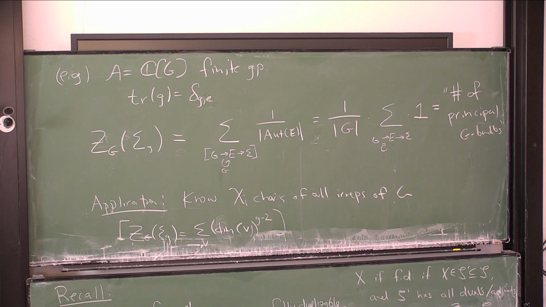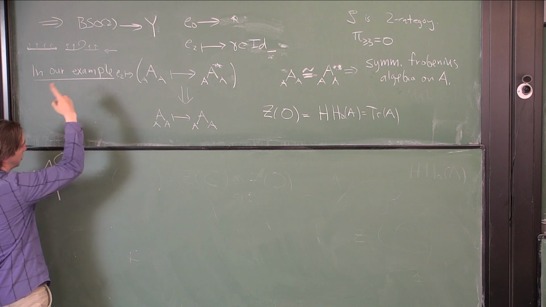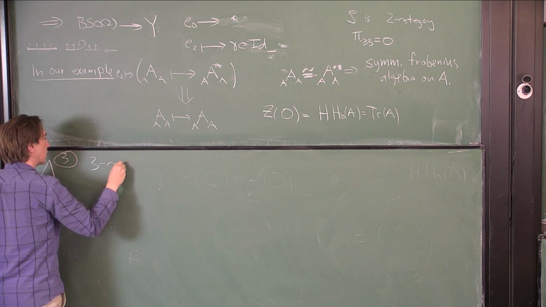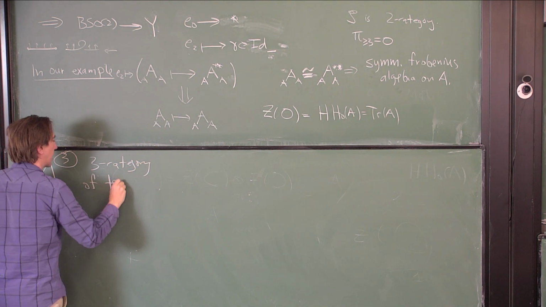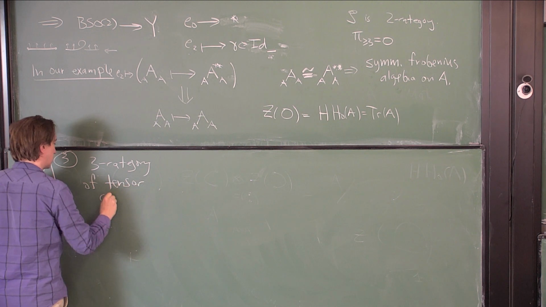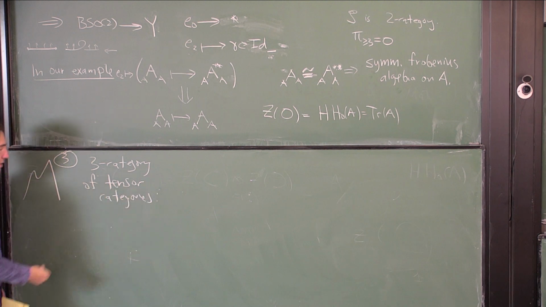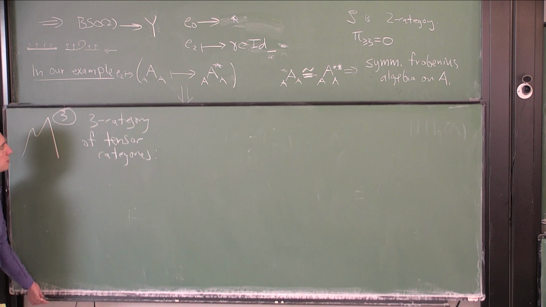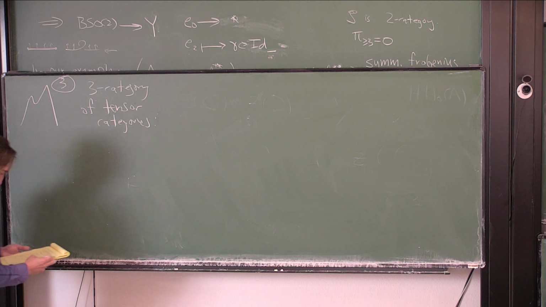So 3, now we're going to work with, so before we worked with a 2-category of algebras, now we're going to work with a 3-category of tensor categories. Okay, and this is how we'll start to treat the kinds of examples that came up in Xiao's lectures and in Kayla's lectures.